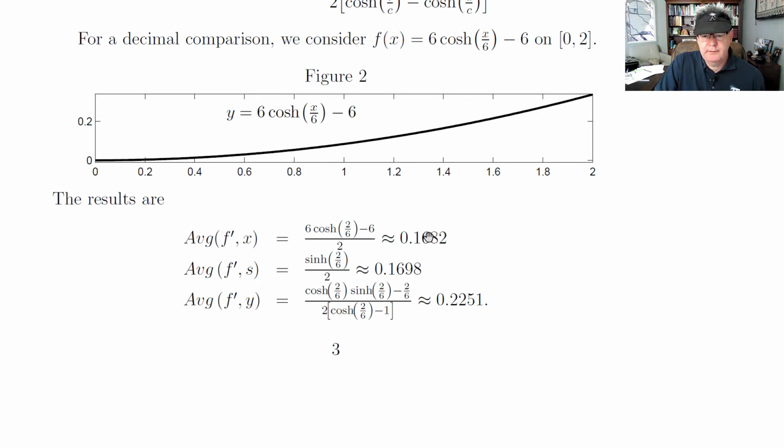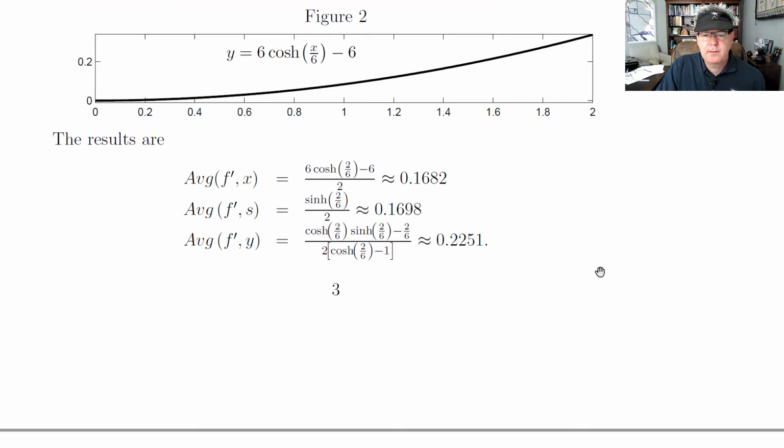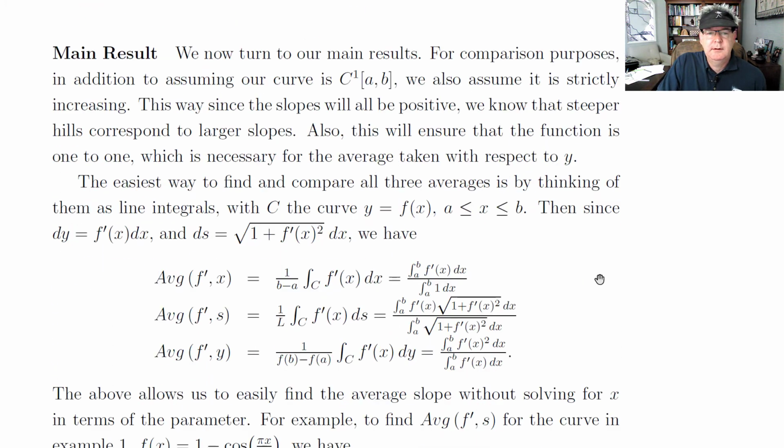I just want to focus on the results here, and again, it's increasing. And this is not too steep a curve, so there's not too much difference. But I do want to show our main result and how to get the average slope without having to worry about solving for x in terms of s or x in terms of y.